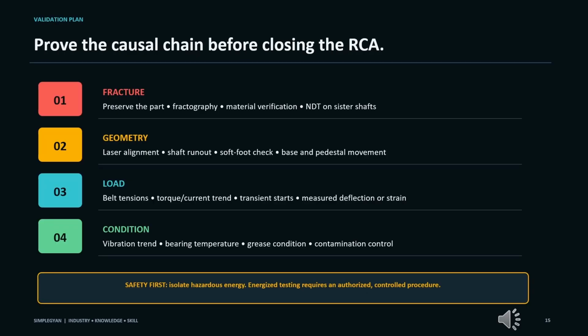Before closing the root cause analysis, prove every link. Preserve and examine the fracture. Measure alignment, runout, soft foot and loaded pedestal movement. Reconstruct belt tension, torque, current and startup transients. Then correlate vibration, temperature and lubricant condition with operating load. Most physical inspections require hazardous energy isolation. If energized testing is necessary, it must follow a controlled, authorized procedure with appropriate safeguards. The goal is not a persuasive story, it is a causal chain that survives measurement.